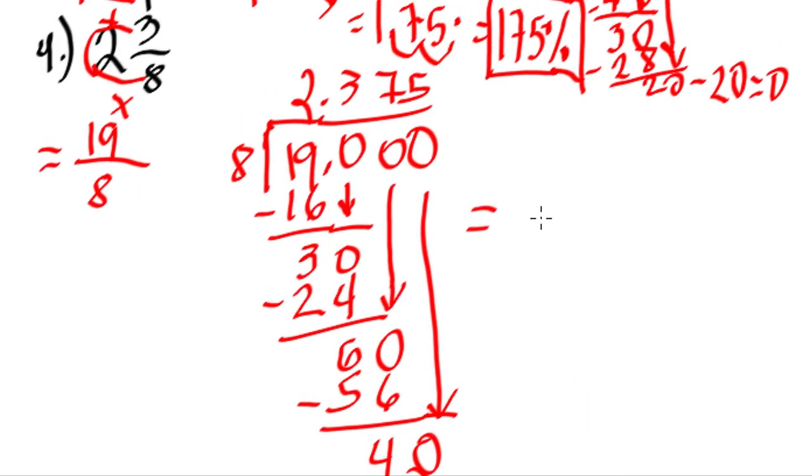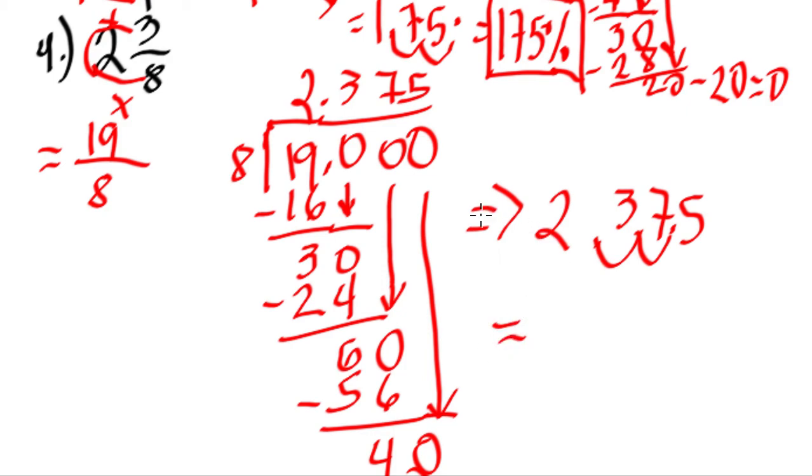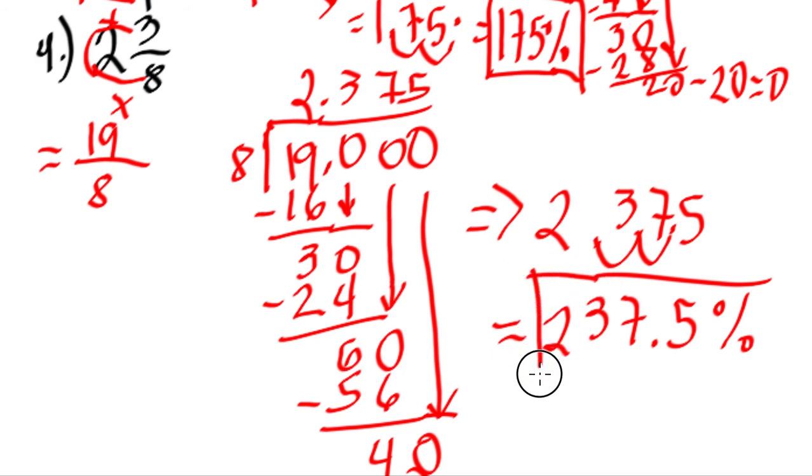So let me write it down. The decimal form of 2 and 3/8 is 2.375. Now what we will do is convert this to percent. We need to move the decimal point twice to the right. So what we have is 1 and 2. So therefore, 2 and 3 over 8 is equivalent to 237.5%. And this is our answer for number 4.